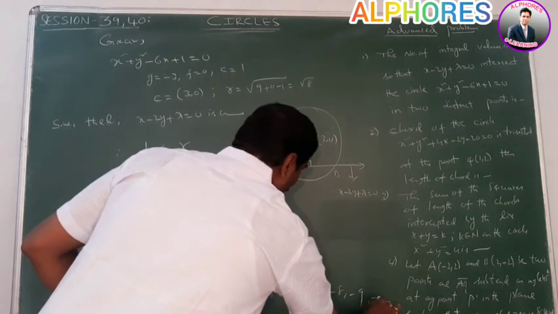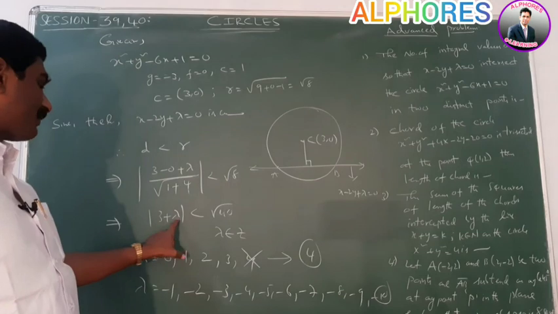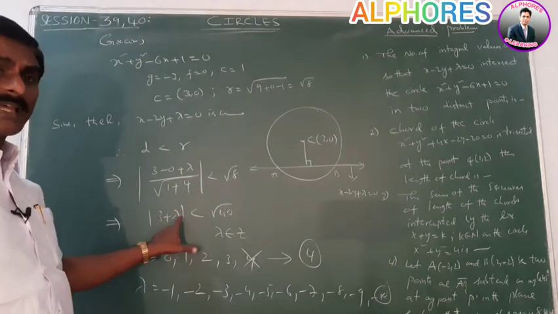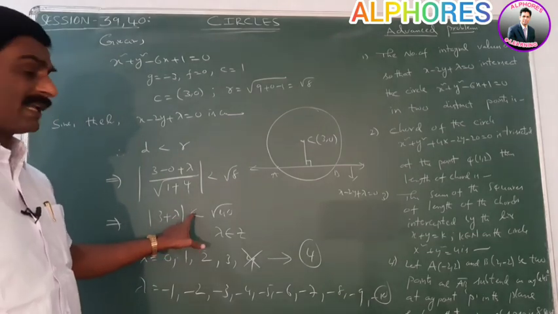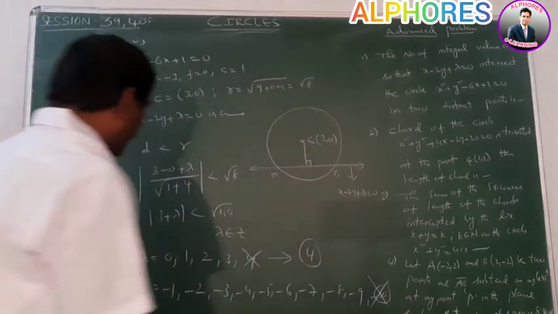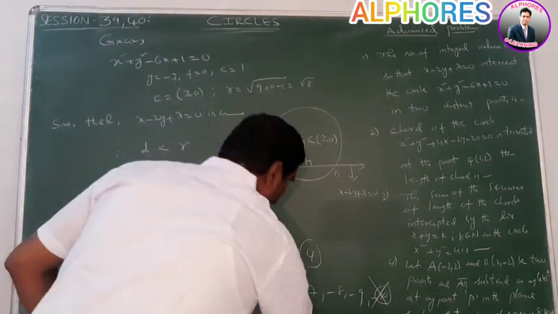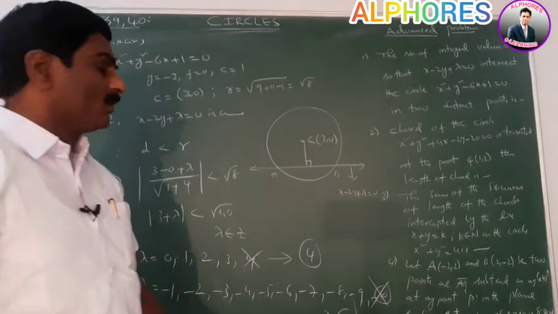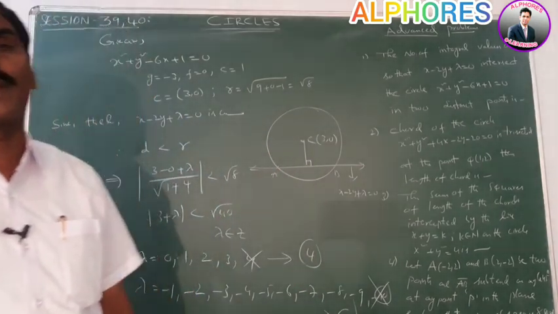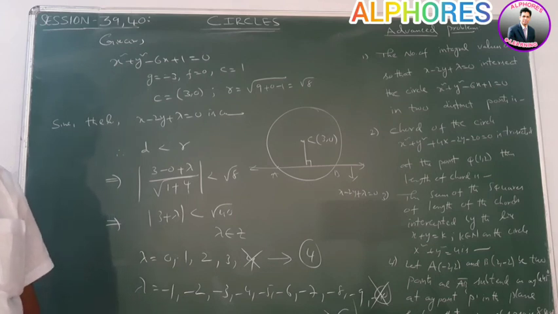At minus 10, we get minus 10 plus 3, which means minus 7. Mod of minus 7 means 7, 7 means root 49. It is meaningless, so this value is not considered. How many values are there? 1, 2, 3, 4, 5, 6, 7, 8, 9. Here, the number of integral solutions is 9. 4 plus 9 means the total number of integral values of lambda is 13. Therefore, the number of possible integral values of lambda is 13. Very, very important. Okay?